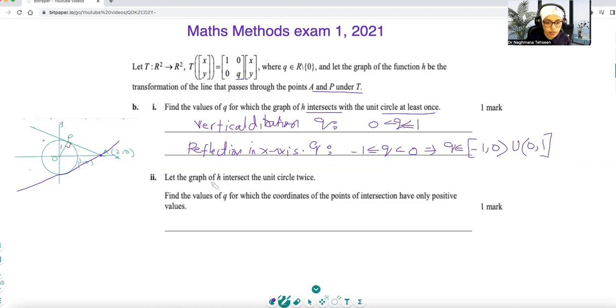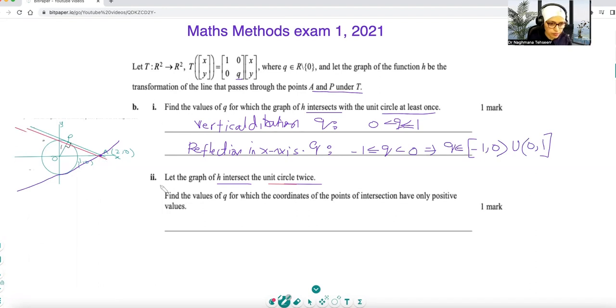Okay, so now we look at the second part of this. They say the graph H. What is H? H was the transformation, and it intersects the unit circle twice. Find the value of Q for which the coordinates of the points of intersection have only positive values. Okay, so that means it intersects twice. So we need to see what that would look like. If I draw it, it would be something like this. It has to intersect at 2 points.